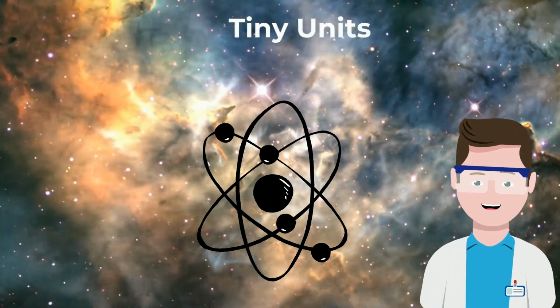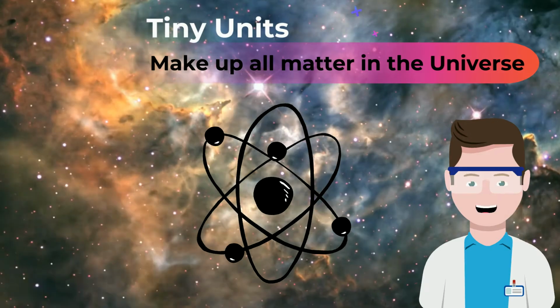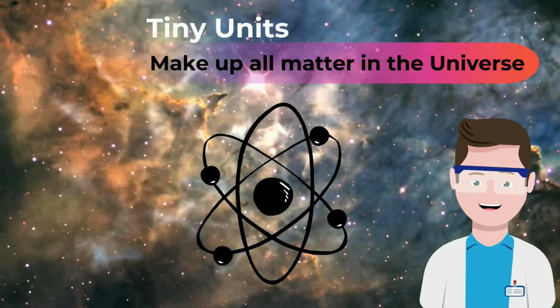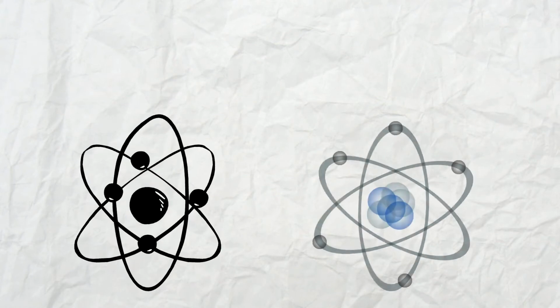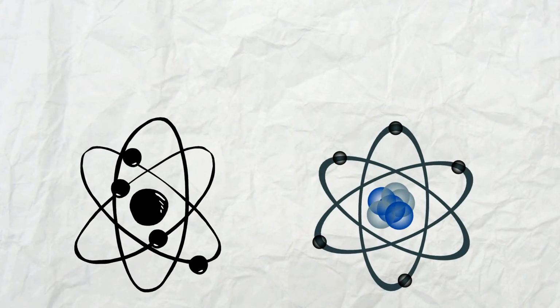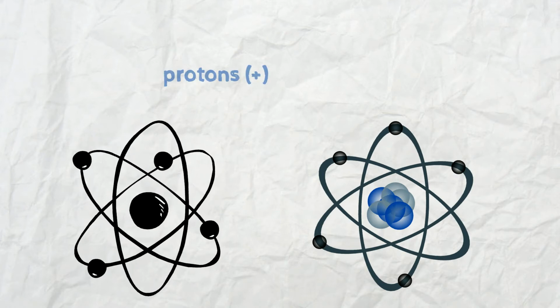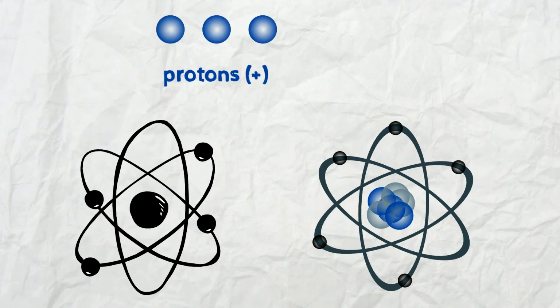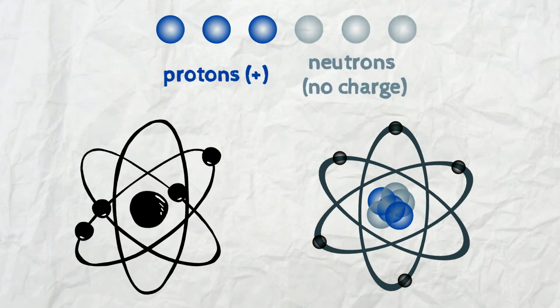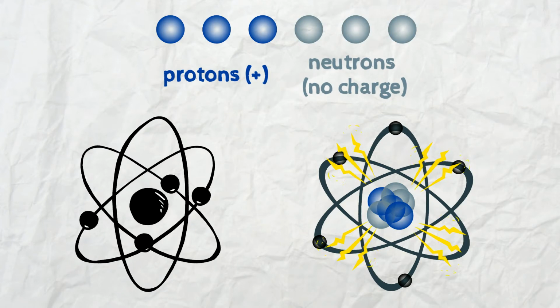Atoms are tiny units that make up all matter in the universe, and energy is what holds the nucleus together. Every atom is composed of a nucleus and one or more electrons bound to the nucleus. The nucleus or core is made of one or more protons, a positive subatomic particle, and a number of neutrons, a particle with no charge.